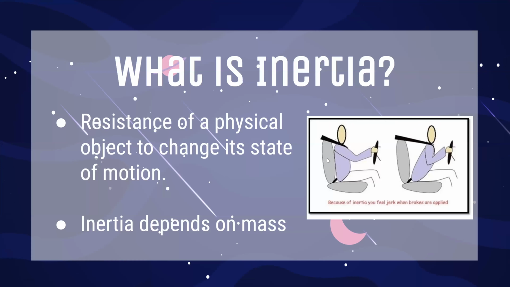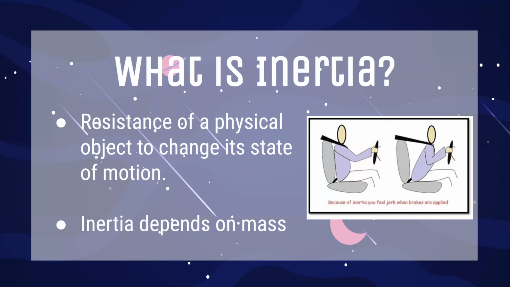Okay, some of you left early last time, I understand. So I'll be going over what is inertia. Inertia is basically the resistance of a physical object to change its state of motion. As you can see on the right picture, if you're driving, and suddenly the car in front of you stops, and you press the brakes really hard, your body starts to lunge forward, right? And that's because of inertia, because you have mass.